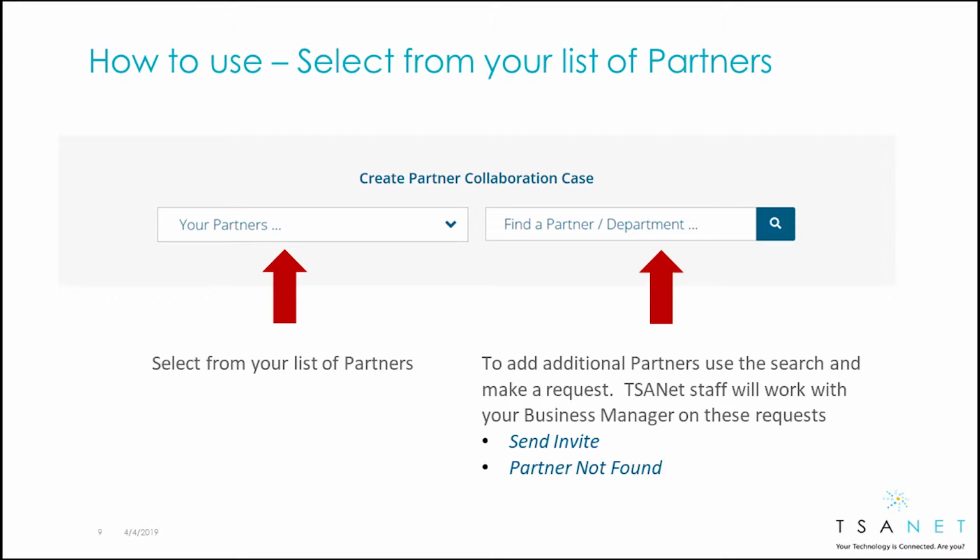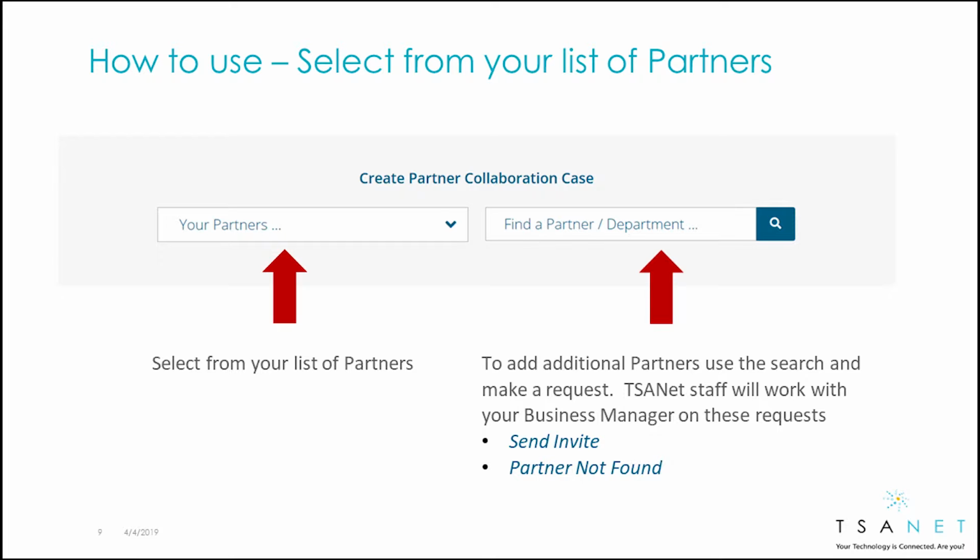To find a member and request a collaboration, simply find your partner in the drop-down list. Most limited members will only have one option in their partner list. If you'd like to make a request to add a partner, you can use the search to send a request, and in these cases, TSANet staff will work with you on these requests. This feature will not request a collaboration with another partner.